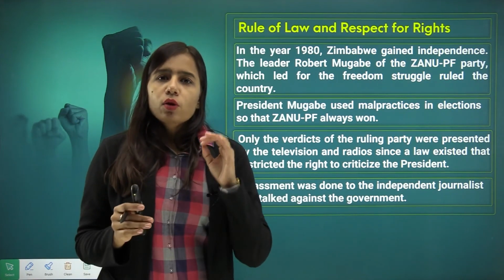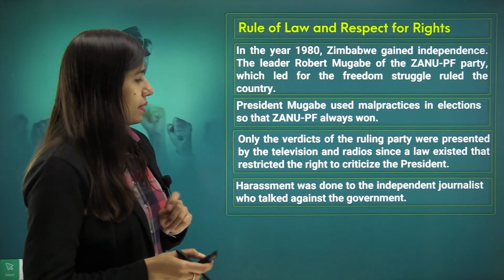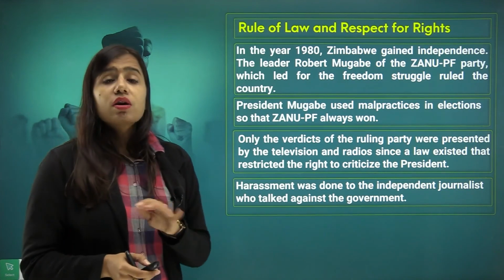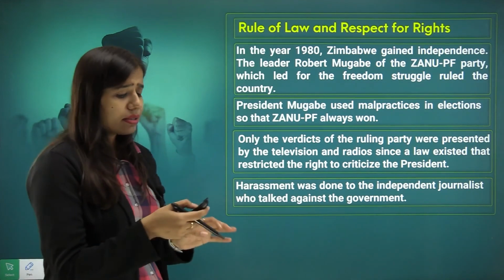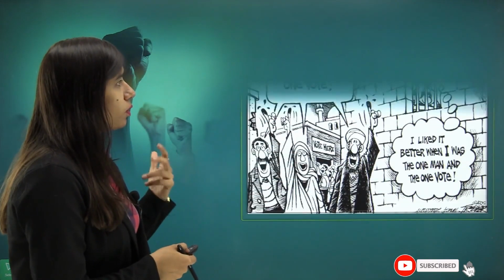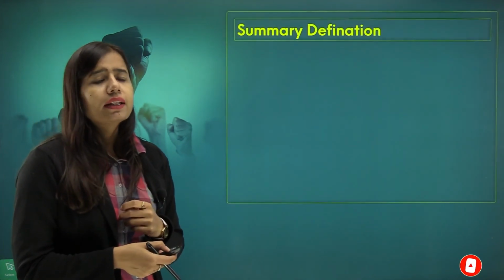तो मुगाबे ने क्या किया? जो जिम्बाब्वे के प्रेसिडेंट थे, उन्होंने उन जर्नलिस्ट को बहुत ज़्यादा टॉर्चर किया और उनको हैरेस किया बहुत ज़्यादा कि तुम हमारे बारे में उल्टा सीधा क्यों लिखते हो. So this is not correct for a healthy democracy.